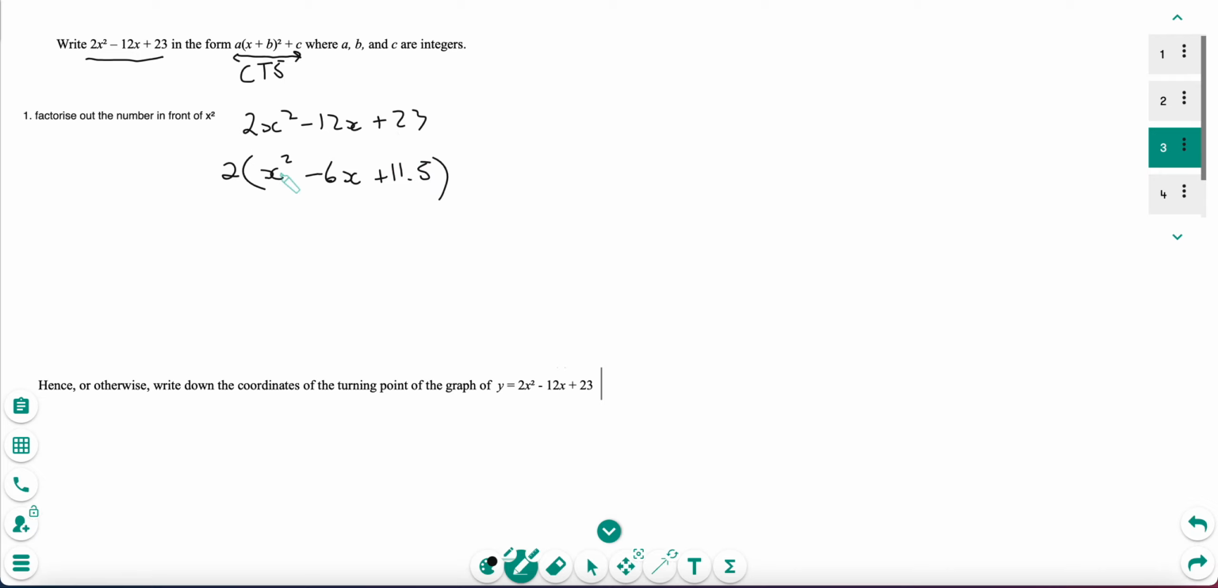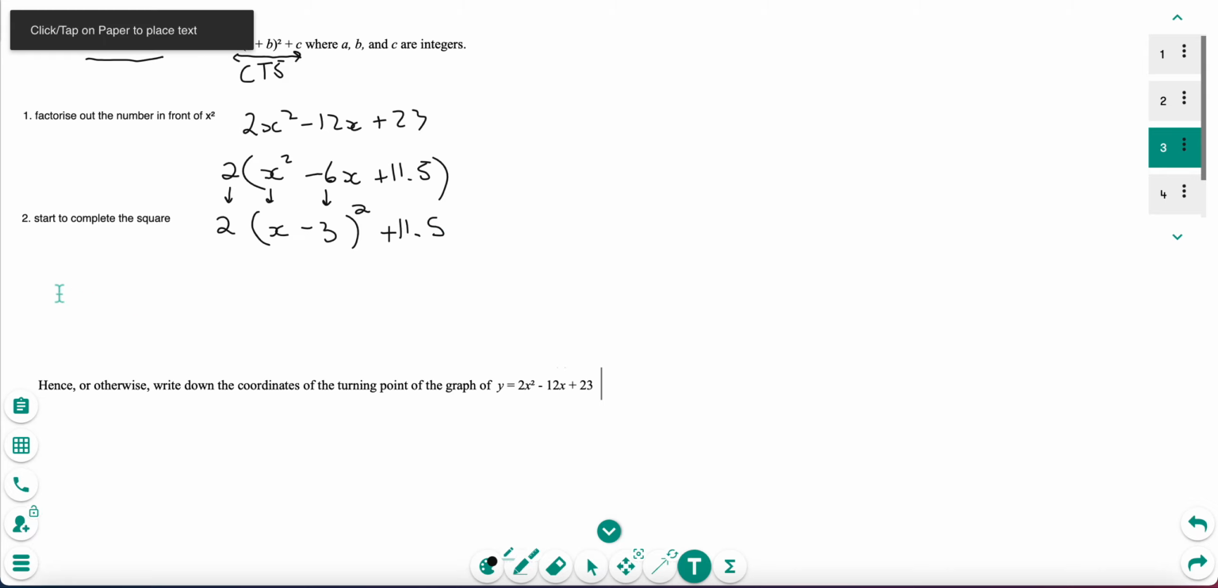And step 2, we're going to complete the square. So 2, open up a set of brackets, grab one of these x's, half of -6 is -3 squared, and then bring down that 11.5. Step 3, back to 0.